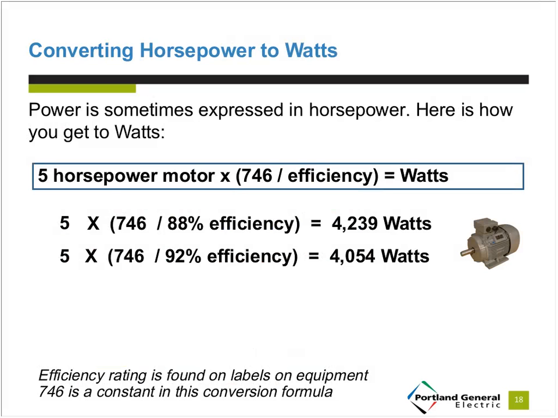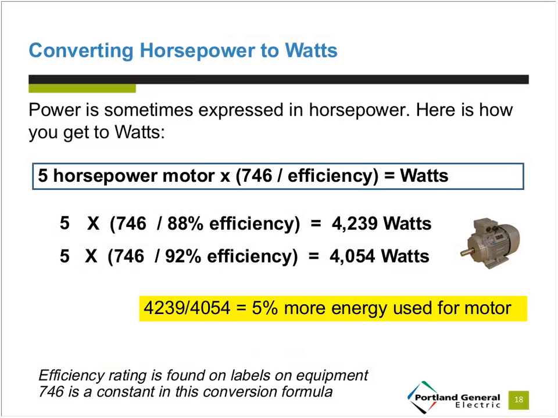Another term you will run into is horsepower. In this case, the efficiency rating is a percent. This compares two 5-horsepower motors, one at 88% efficiency and one at 92% efficiency. And again, you get a very big difference in watts. In this case, 5% more energy is used by the first motor at 4,239 watts compared to the second motor with a higher efficiency. Efficiency makes a difference. Again, motors last 15 years. You're locking in higher energy bills.